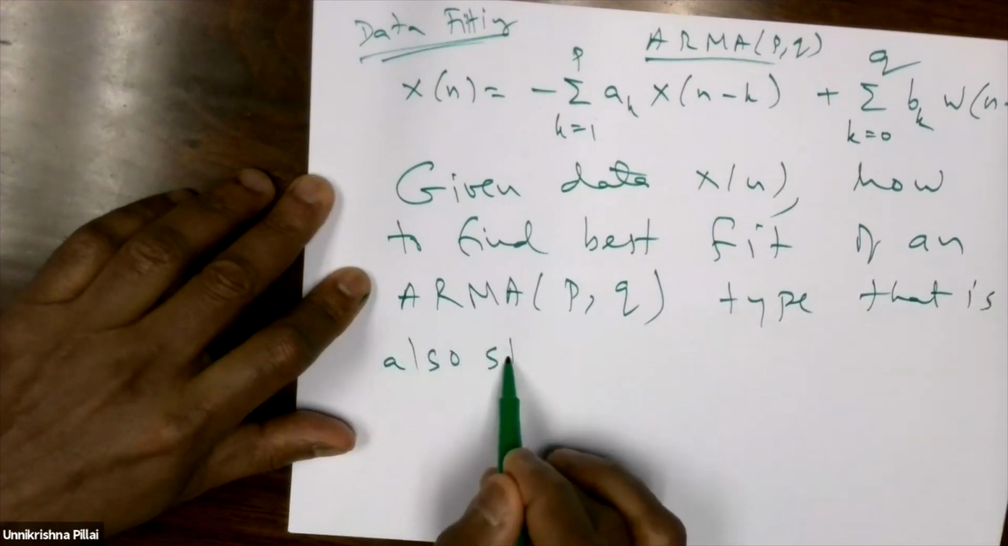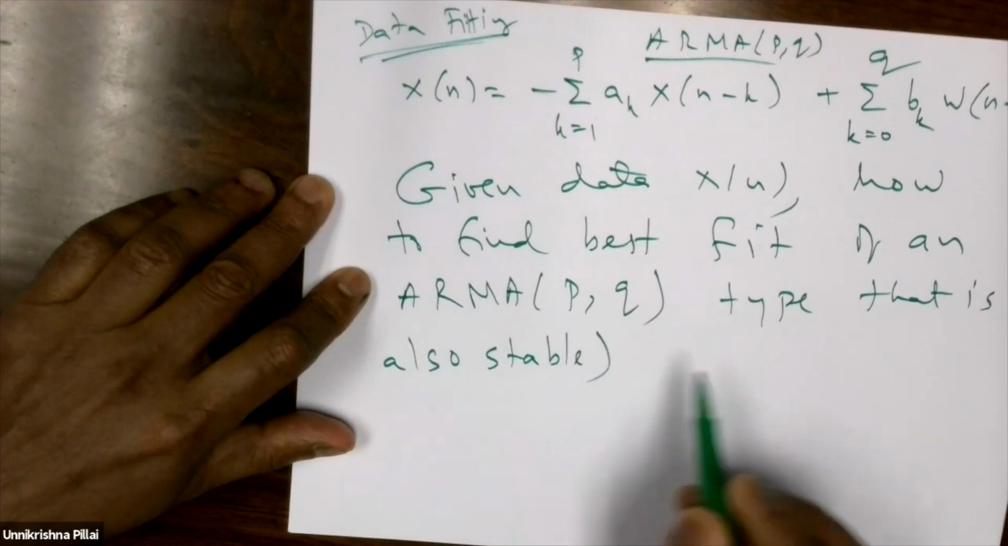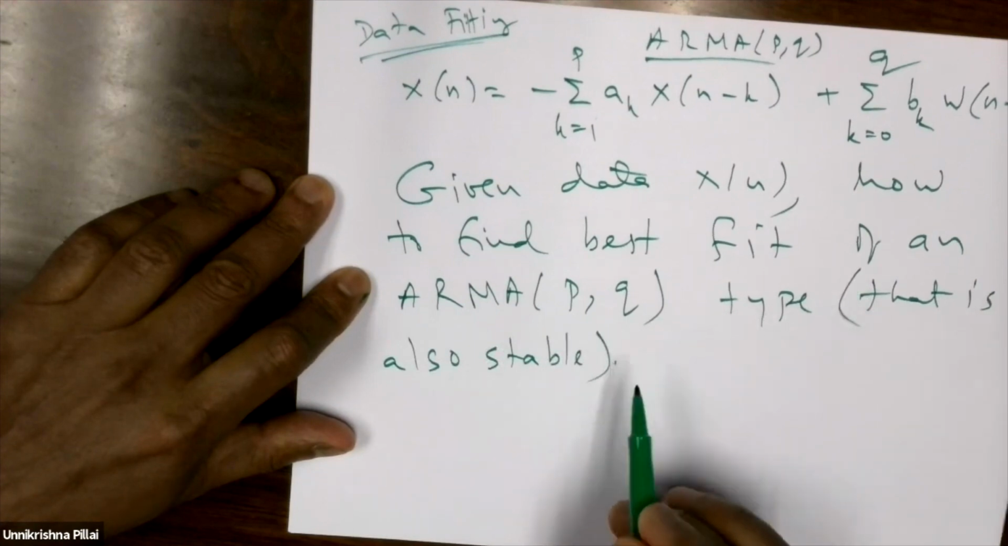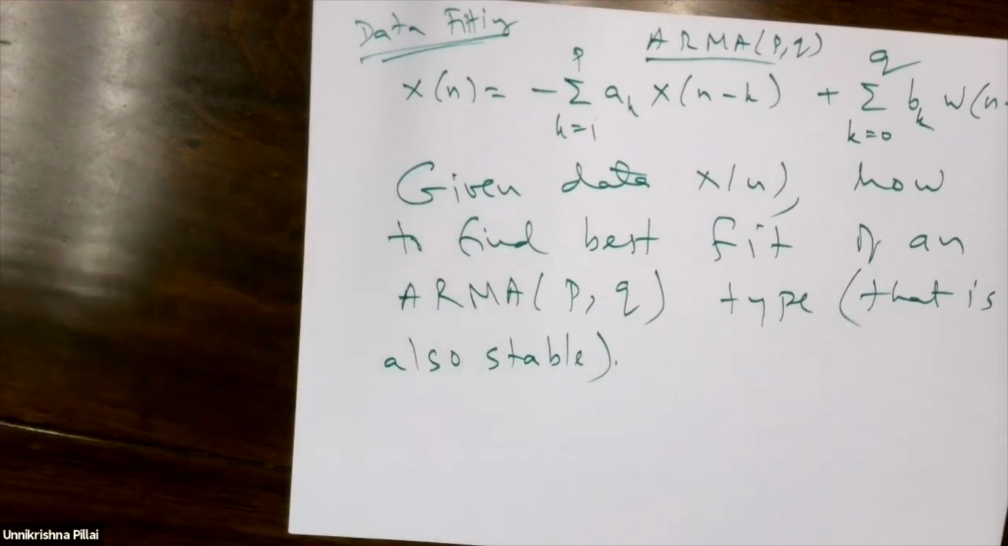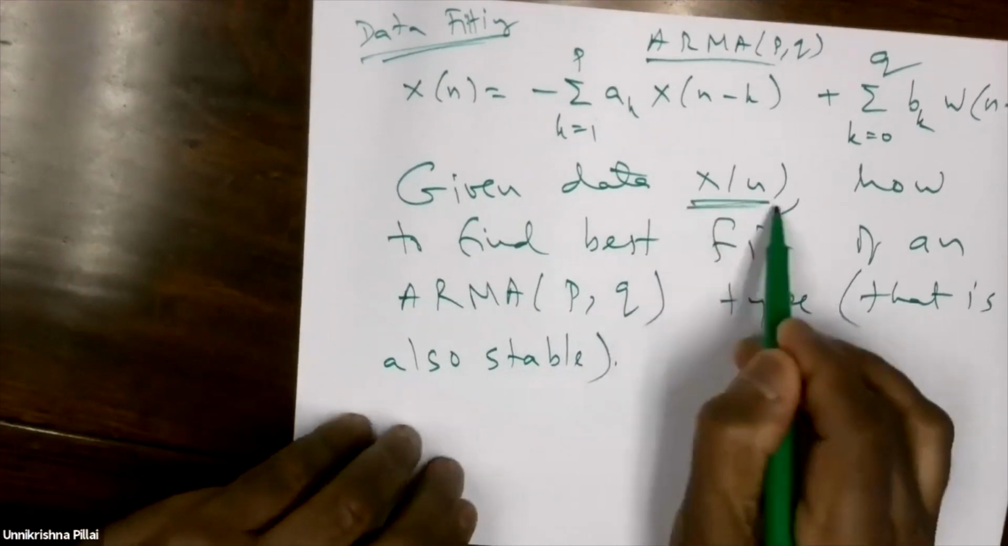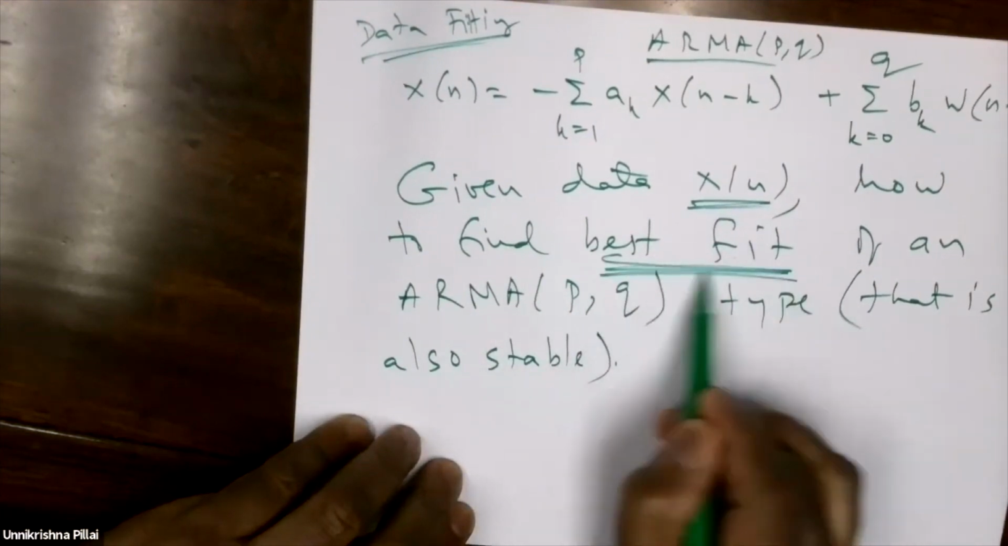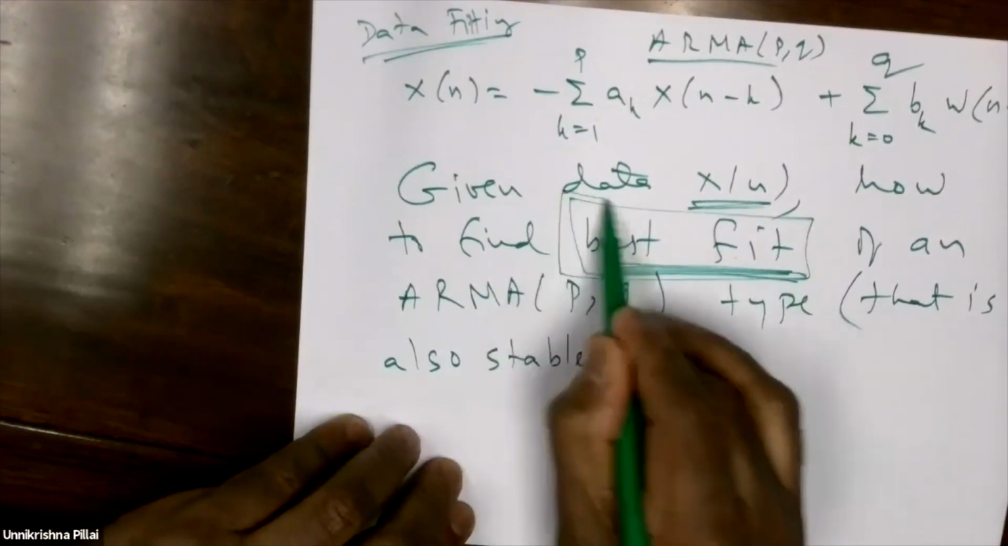Because if you have a system, you want it to be stable. If you don't know what is stable, that's a difference. So these are the type of things I've addressed in my book. But here, at least you appreciate, if you give data, how do you find a best? So you have to see what you mean by best fit and so on.